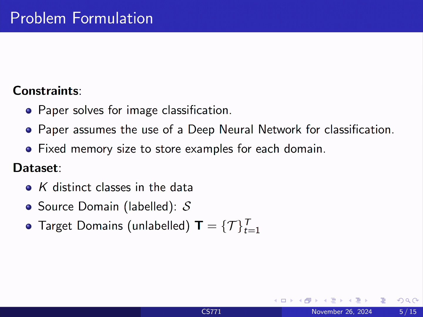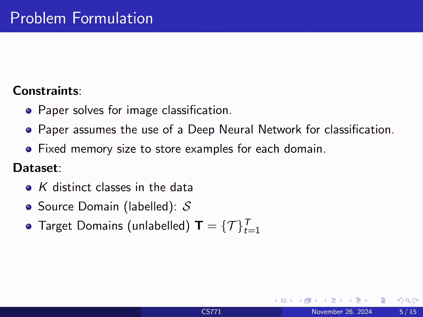In CDSL, we start with a labeled source domain dataset. Following this, a sequence of unlabeled target domains arrive continually. Each target domain contains inputs without labels, and all domains share the same label space as the source domain.